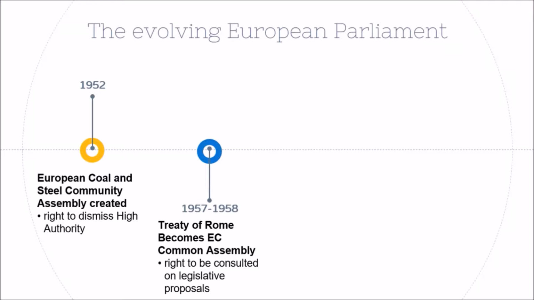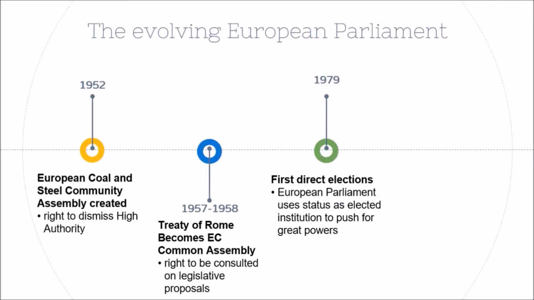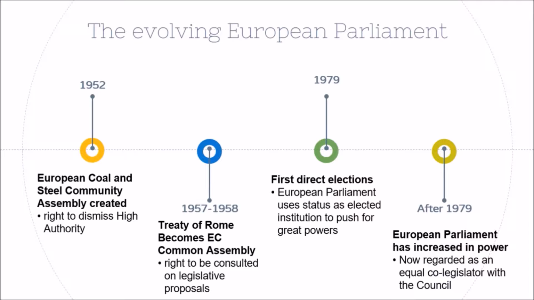In 1979, also including the Treaty of Rome, the Assembly gained the right to draw up proposals on elections by direct suffrage, so the first direct election was held. Since 1979, direct elections have been held every 5 years, and the European Parliament has seen its powers increase, so that it is now regarded as an equal co-legislator with the Council.